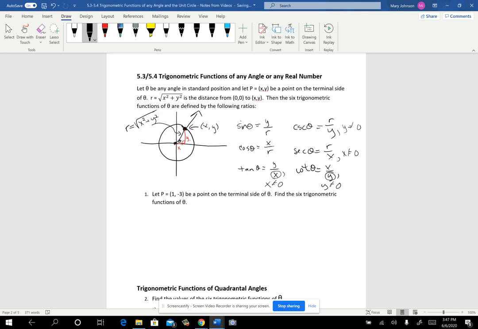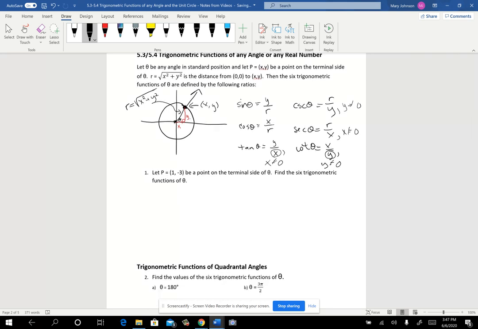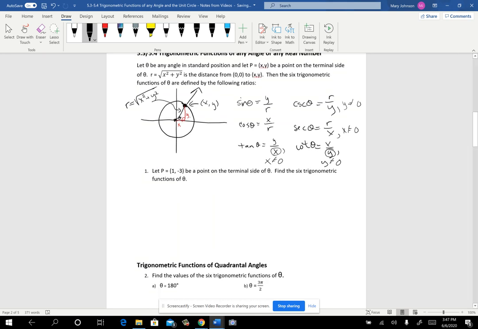Okay. All right, so let's see what we could do if we knew that P was a point on the terminal side of some angle. So I like to actually draw that pretty carefully in a coordinate plane. So there's 1, -3. Okay, and then draw the ray from the origin through that point. So this is the angle we're talking about right here.